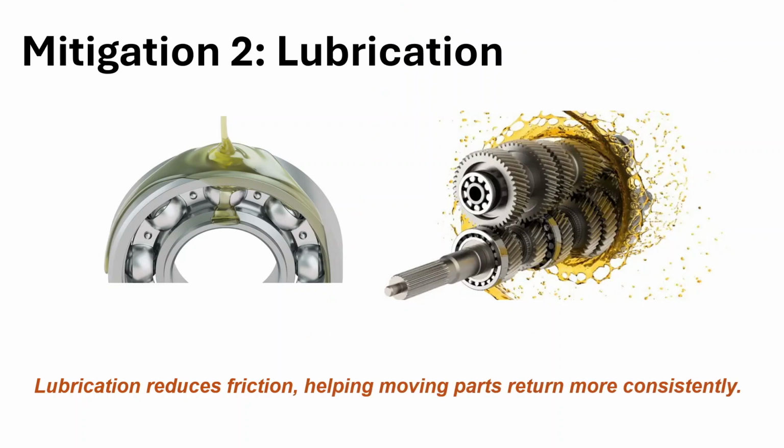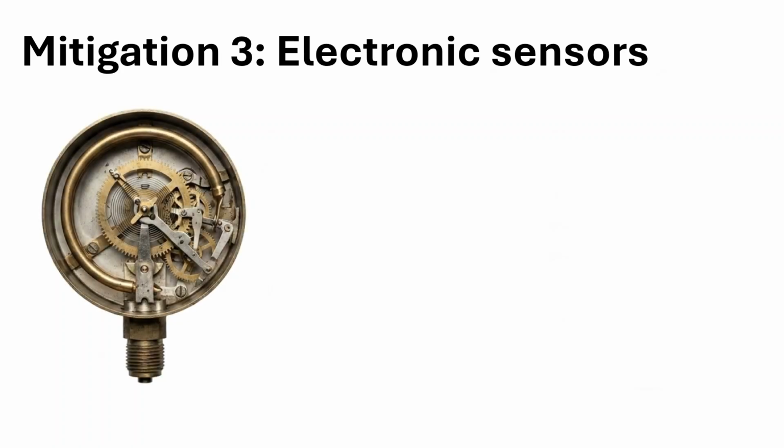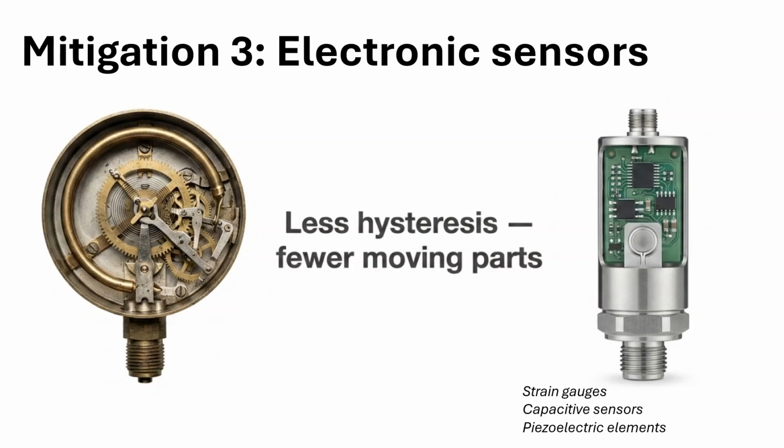But honestly, the most effective approach in modern instrumentation is to move away from purely mechanical sensing elements altogether. Electronic sensors like strain gauges, capacitive sensors, piezoelectric elements. These have dramatically lower hysteresis than mechanical designs. There is simply less physical slop in how they work.